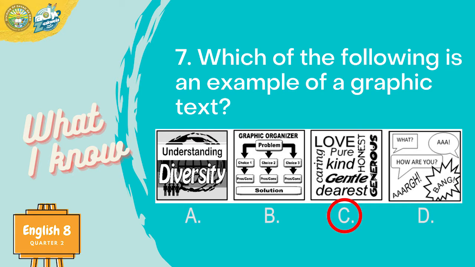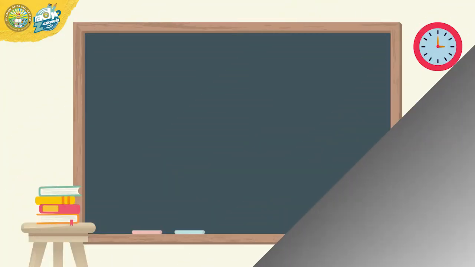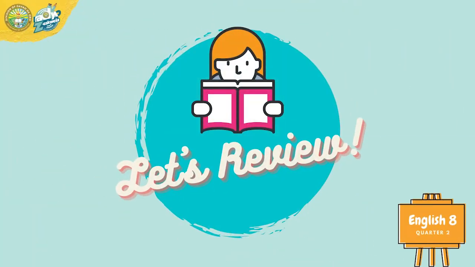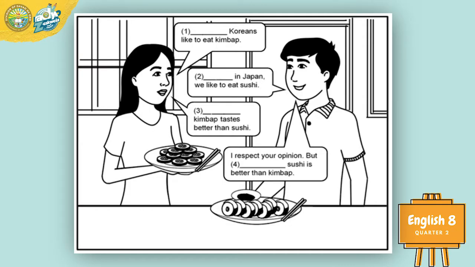In the last session, we discussed opinion marking signals, the words or phrases that introduce or support one's opinion. Now, let's review a bit by completing the dialogue using an opinion marking signal that's found on page 5 of your module.